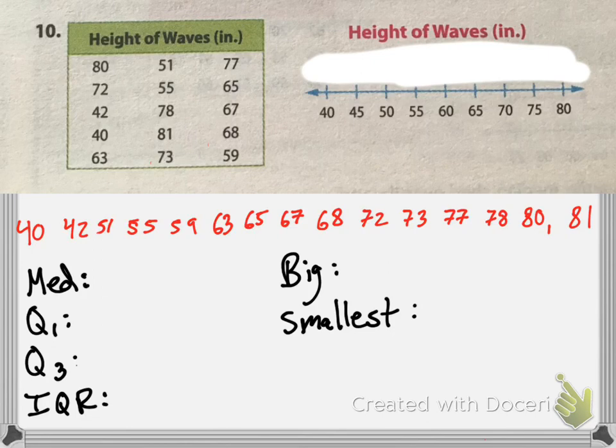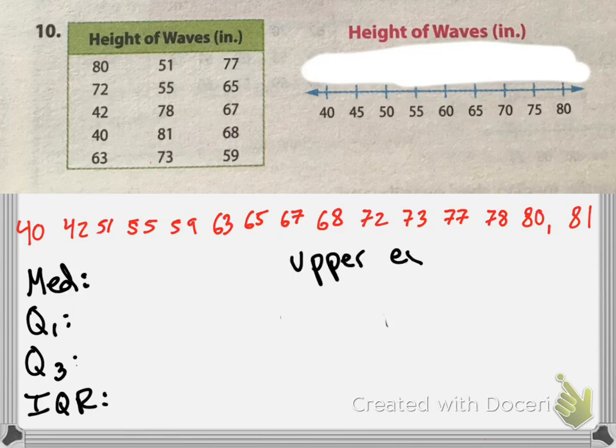So let's look at this one. We got heights and weights. I want to make this one a box plot. So I'm going to make this one a box plot. The easiest way we need to do is we need all of this information. We need the upper extreme. We need our lower extreme.